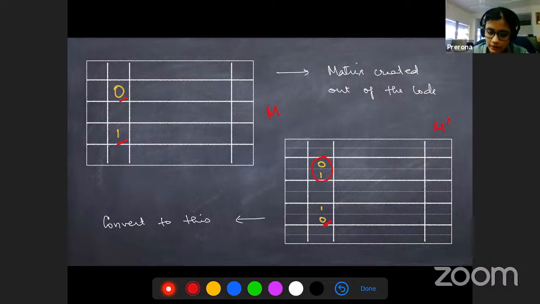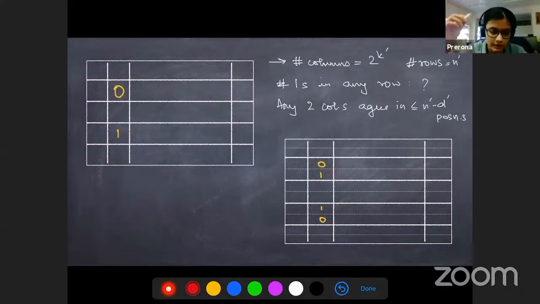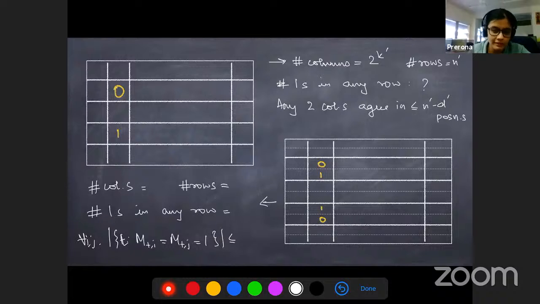Okay. So if we do this, let's see what happens. In the matrix M, the number of columns we saw was 2 to the k prime, number of rows was n prime. We didn't have any guarantee on the number of ones in any, sorry, this should be column. And any two columns agree in very few positions. That's what we knew. But can you just fill in the blanks: what is the number of columns, number of rows, number of ones in any column, and this. The number of rows will just double. Exactly. So this is 2 n prime.